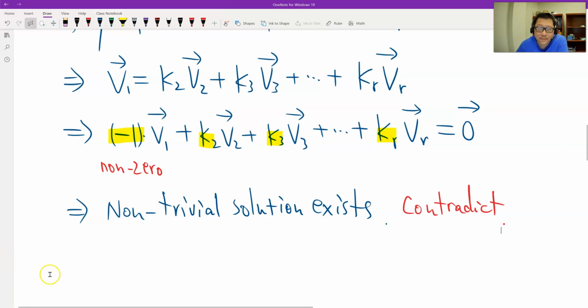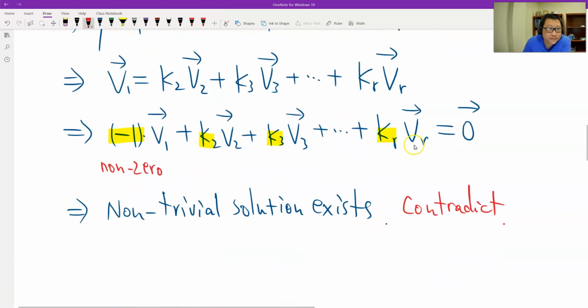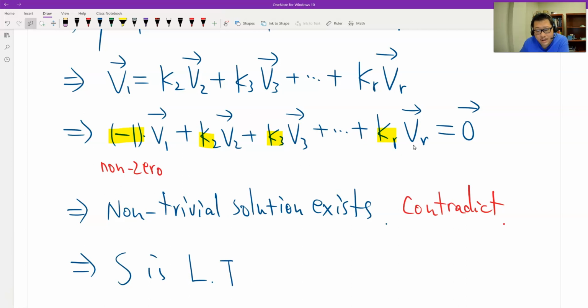Therefore, our hypothesis is wrong. So S is not linearly dependent. Therefore, S is linearly independent. So that's the proof.